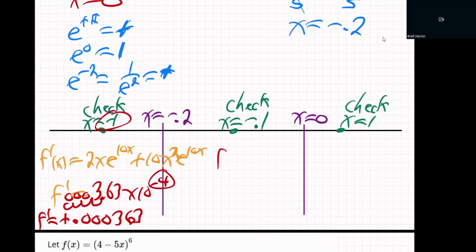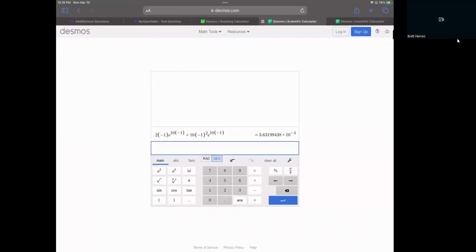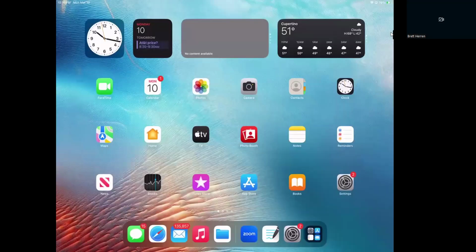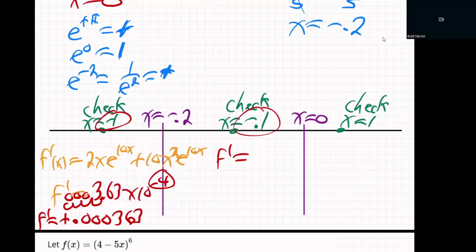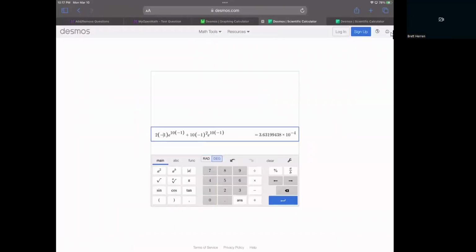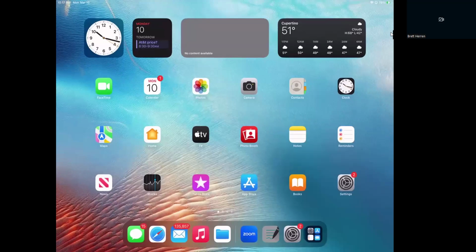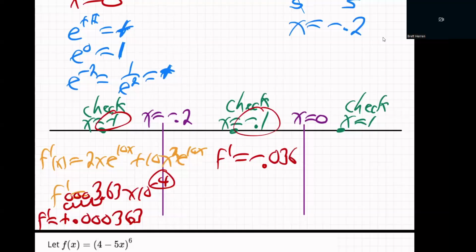And now let's try the middle. Plug in -0.1. Wait, let me make sure. All those places that are -1 have to become -0.1 now. There we go. I got -0.036. So it's negative.